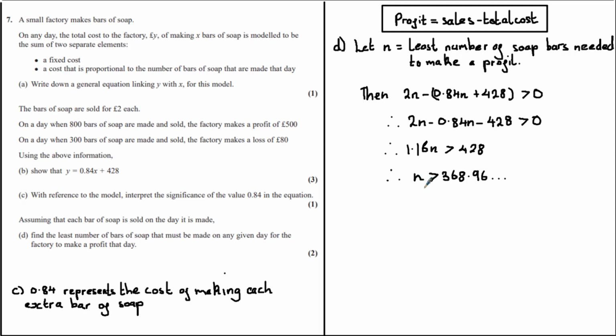The least or the smallest value of n that would give us a profit would be the nearest whole number greater than this value, and therefore n is equal to 369 bars.